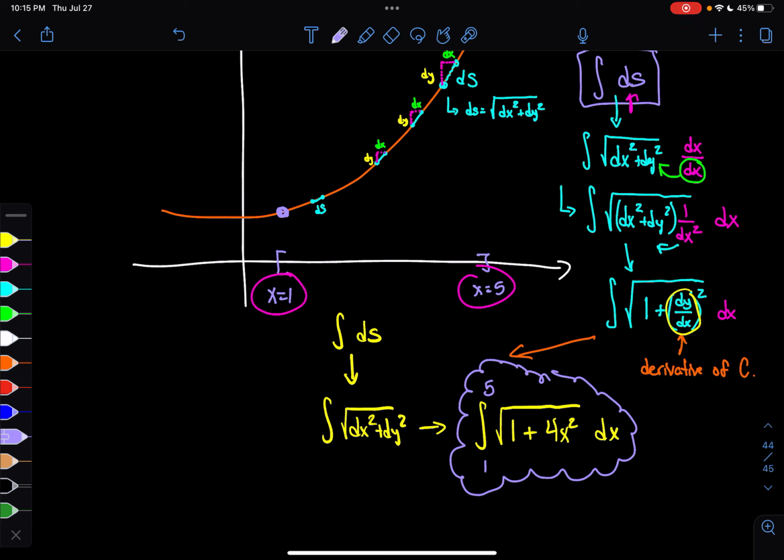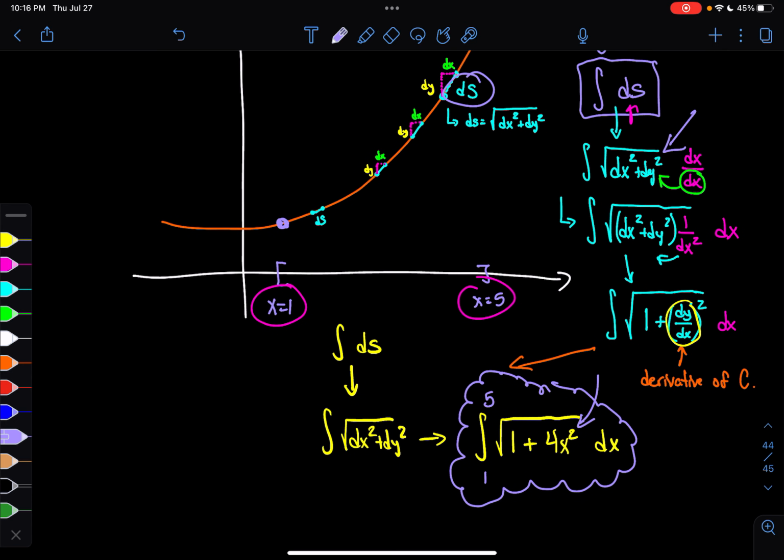The point of this section is to review what ds represents, and how we manipulate it in such a way that we can actually understand it and work with it in terms of dx's and dy's. This also translates to 3D very similarly, except instead of dx squared plus dy squared, we're going to get dx squared plus dy squared plus dz squared.